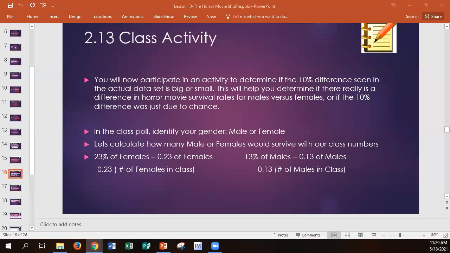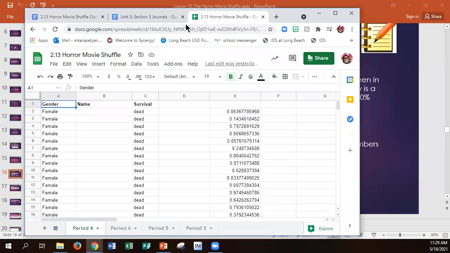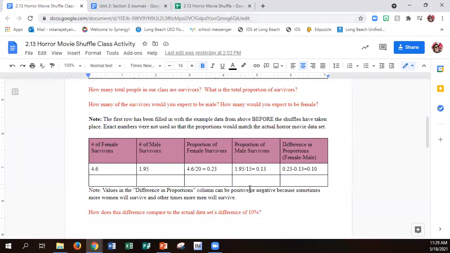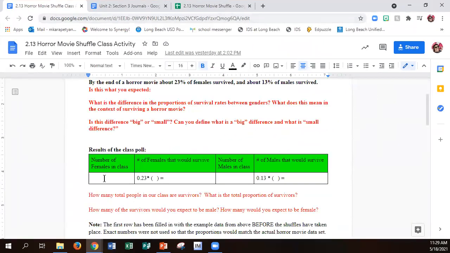All right. 17 females, 11 males. Yes. So what we're going to do now is calculate how many males or females would survive with our class numbers. We're going to use the 23% and the 13% survival rate. So we should have 17 females, and we should have 11 males. I know I said 10, but it's 11, as I was missing one.